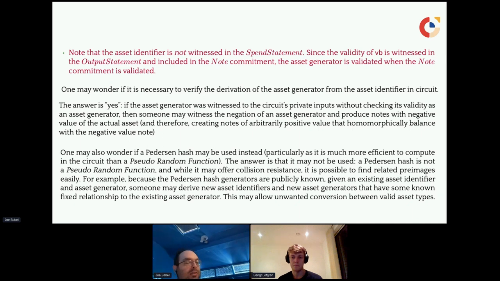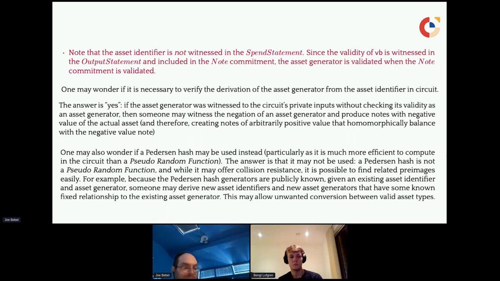And this is because while Pedersen hash offers collision resistance, it is possible, in fact, it's actually downright easy to find related pre-images to each other, because the Pedersen hash generators are publicly known. Suppose we used Pedersen hash to derive our asset generator from the asset identifier. You can very easily, starting from an existing asset identifier, an existing asset generator, derive a new asset identifier, a new asset generator that has some known relationship to the existing generator, and this is just generically a problem. It's not so easy to get around.